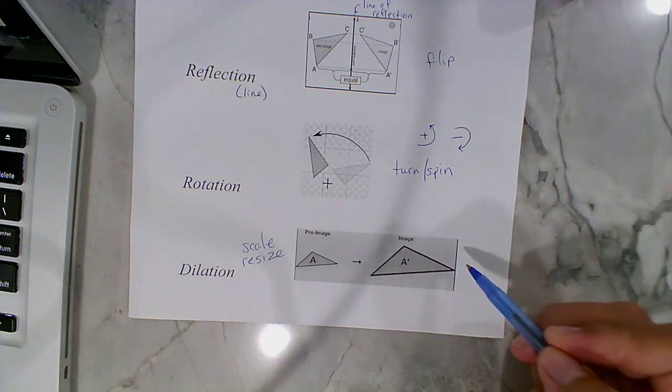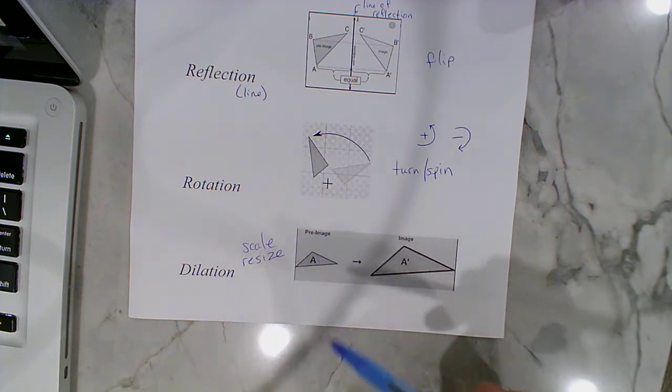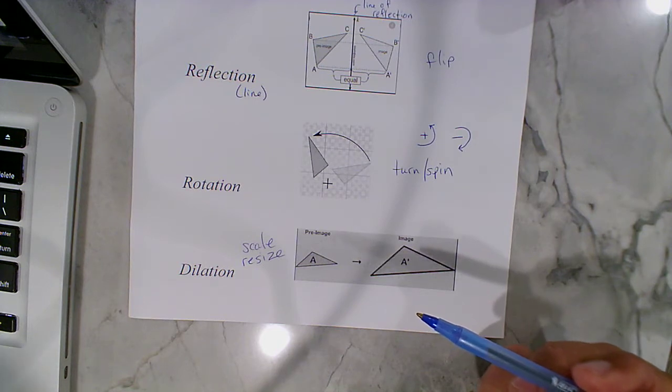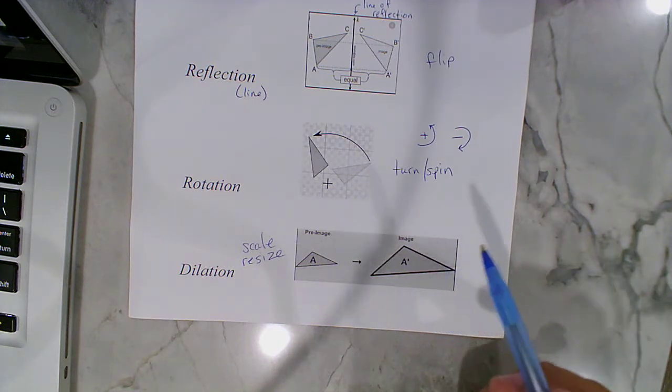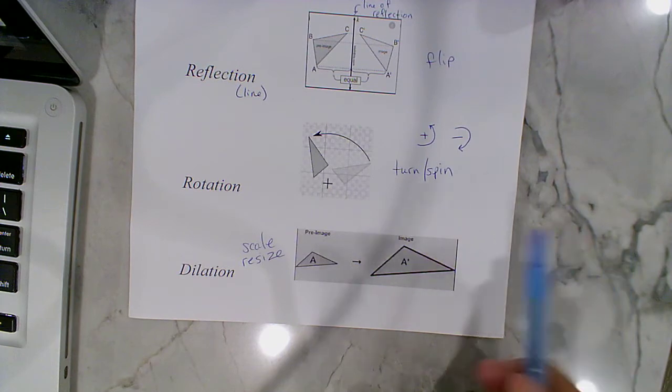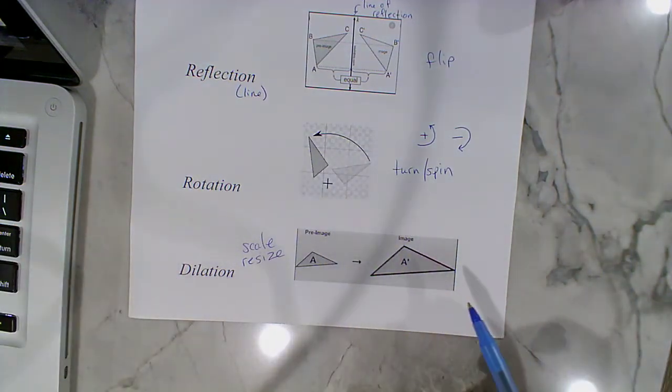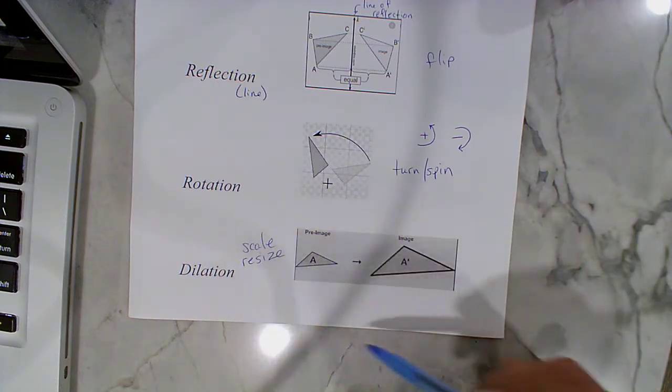We'll talk about that when we get into the details of dilations, because that's when you're talking about scale factors. So you have something called the center of dilation, which is the point from which everything blows out or shrinks in, and you have the scale factor. But we'll get into that more down the road.